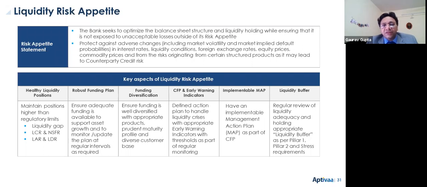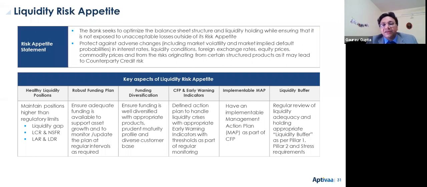Through a robust funding plan, we ensure that the bank should not focus on one particular funding source, even if it is the cheapest source of funding. The bank should diversify its funding across customers, across tenure, and if it is a multi-currency balance sheet, then those funding should also be raised in multiple currencies. Otherwise, there is a chance of a cross-currency mismatch risk increasing, and that comes under this funding diversification.